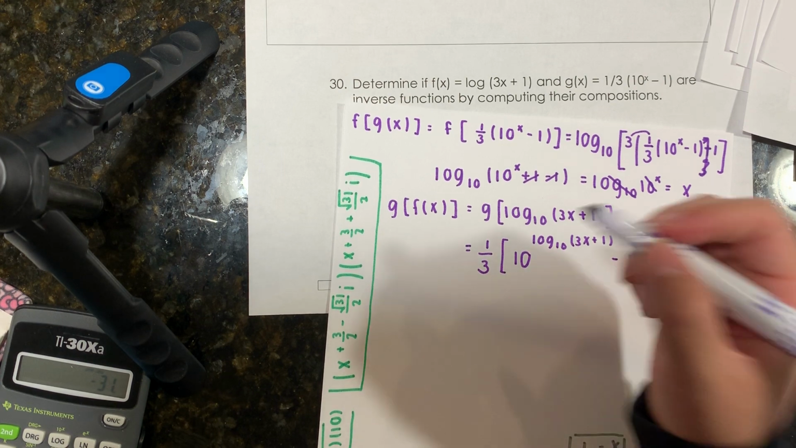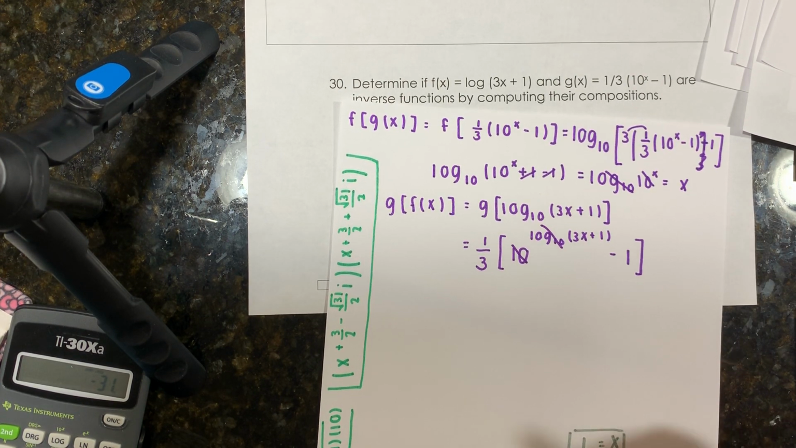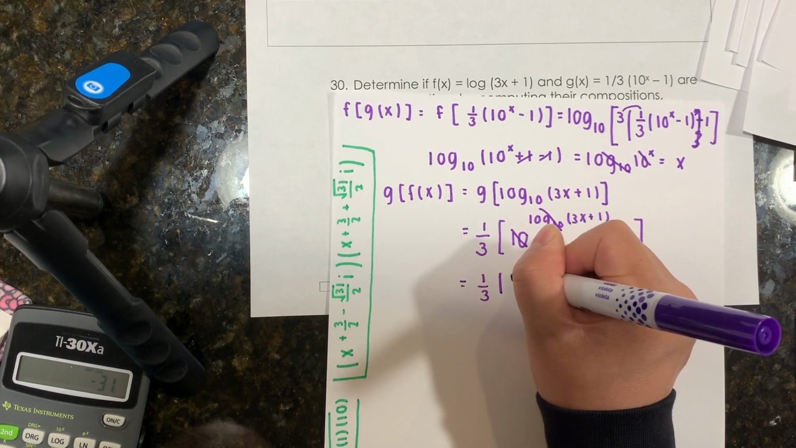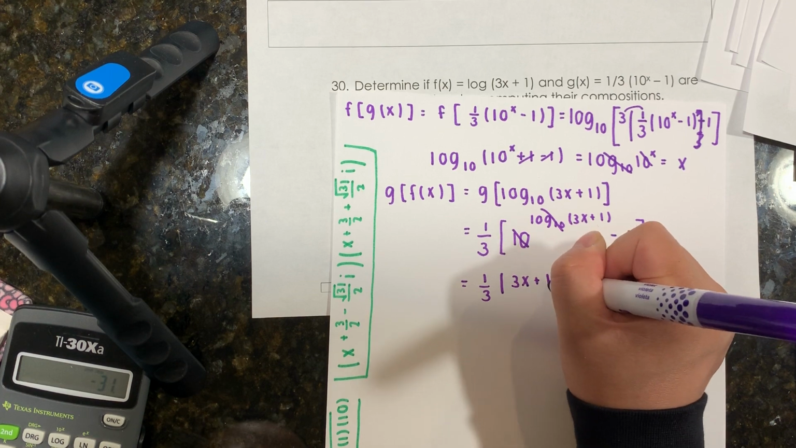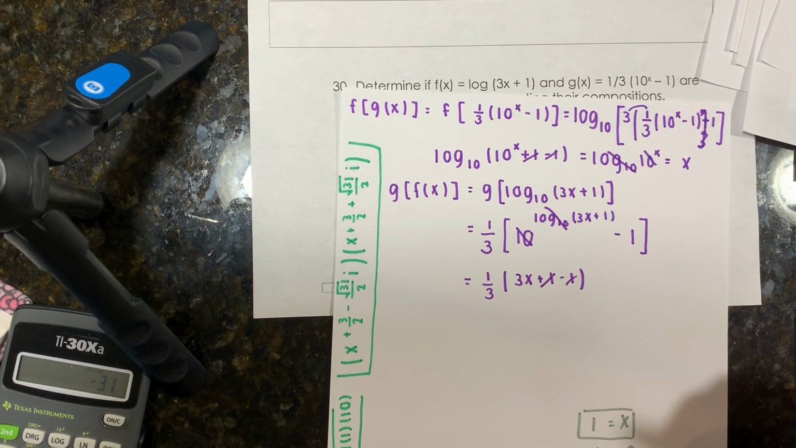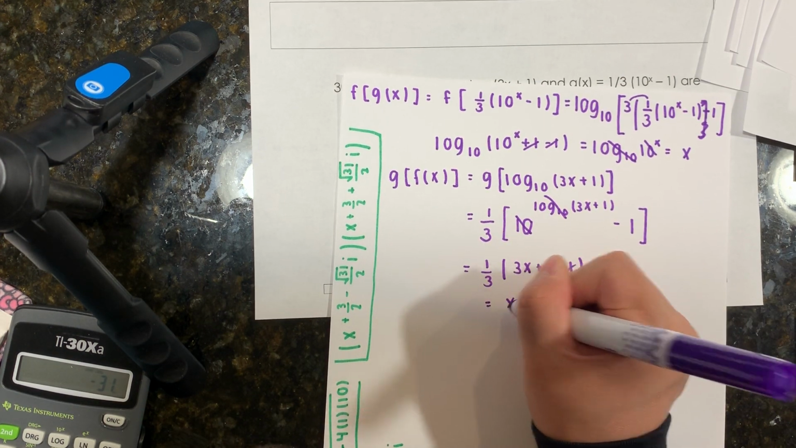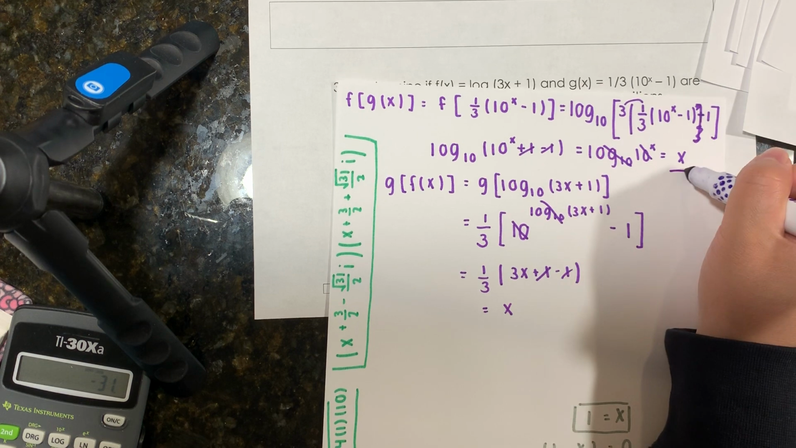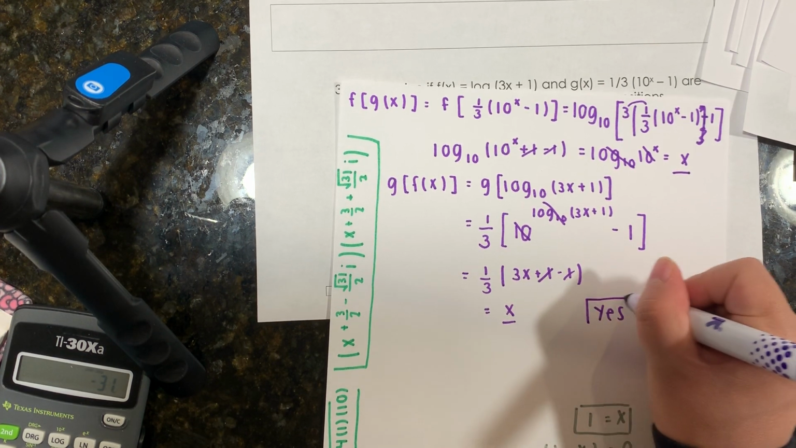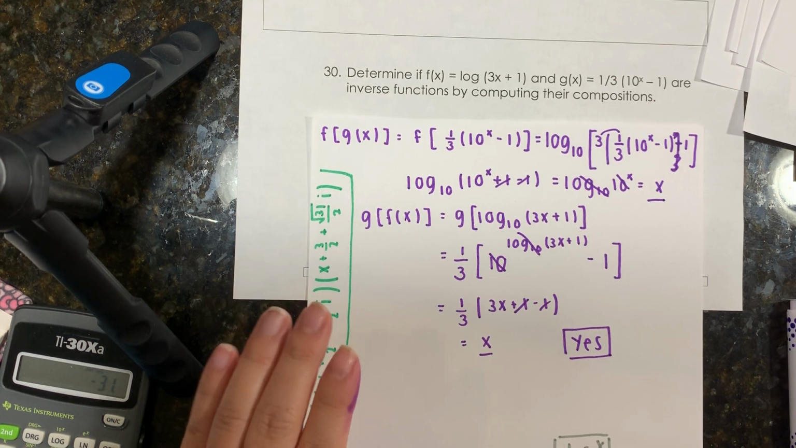So what you should see here is that the 10 and the log 10 actually canceled there. So you're really left with 1/3 times 3x plus 1 minus 1. And the 1 and the minus 1 would cancel. And then you have 1/3 times 3x, which is just x. So therefore, since this is equal to x, this is equal to x, your answer is yes, they are inverse functions. So if you didn't have all that work for number 30, you did not do your problem right.